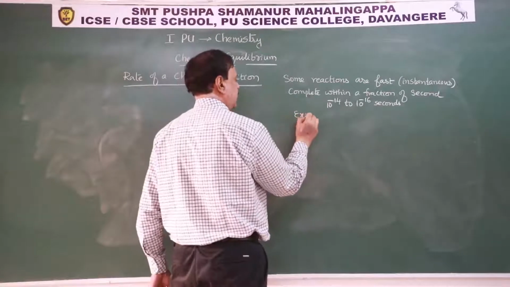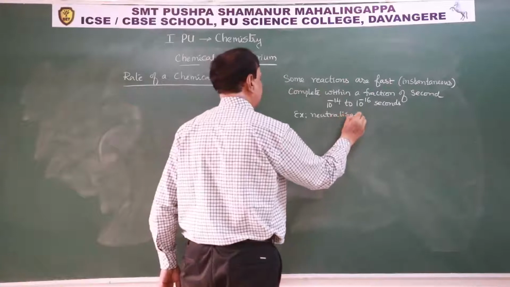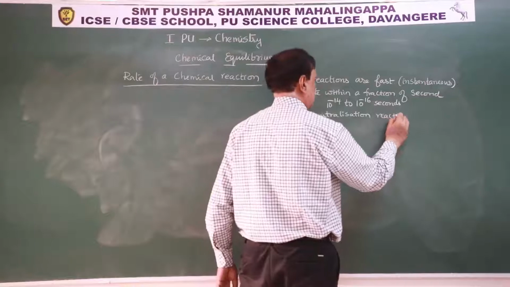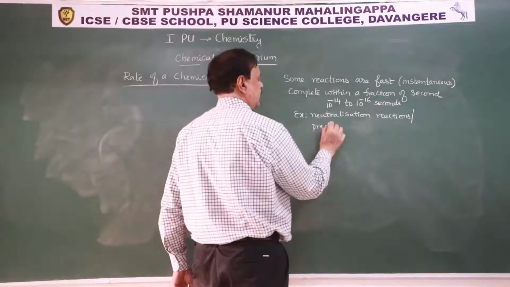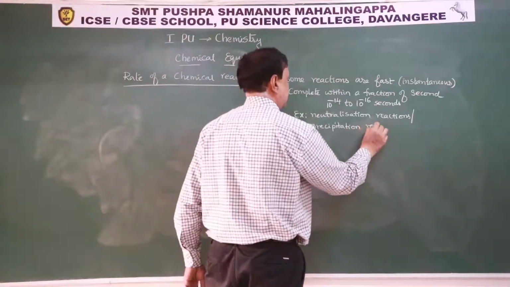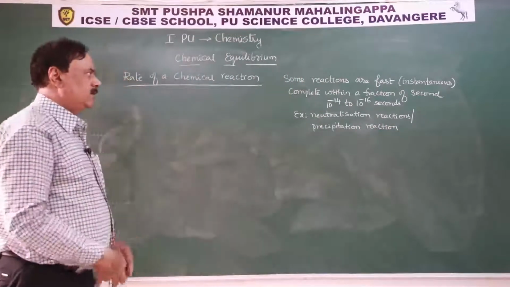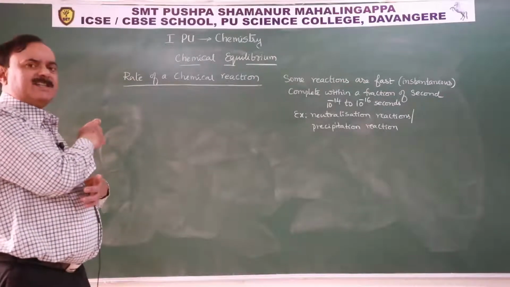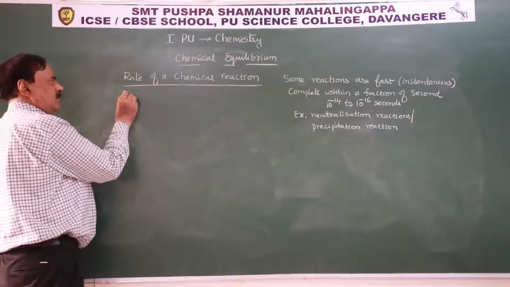Example, your neutralization reactions or precipitation reactions. These reactions are called instantaneous chemical reactions or very fast reactions.